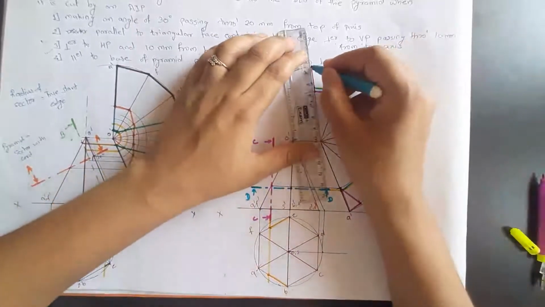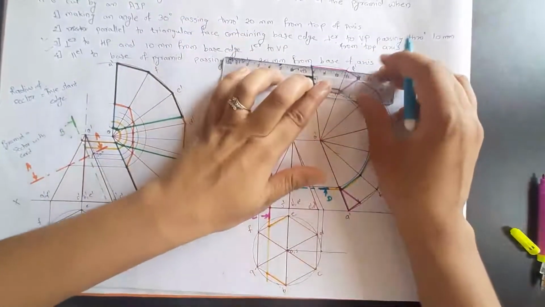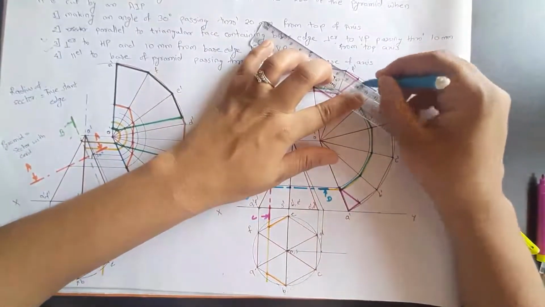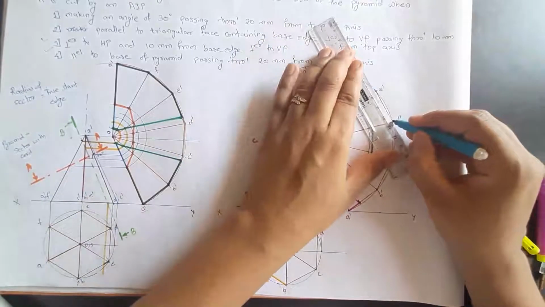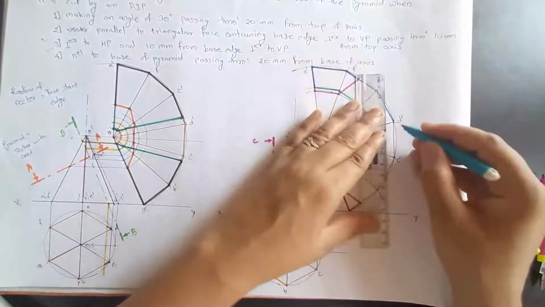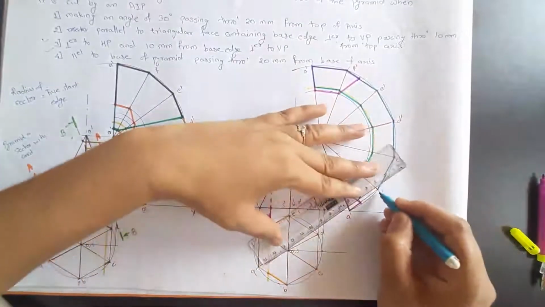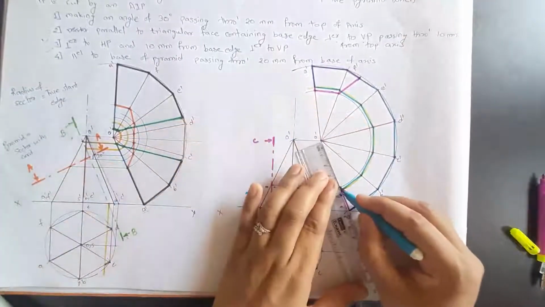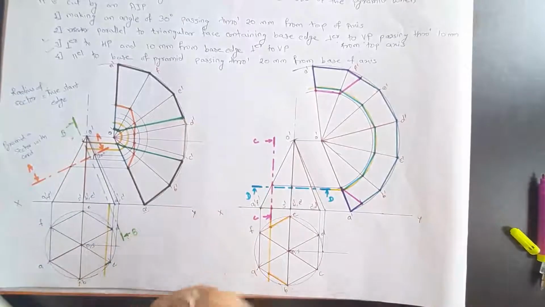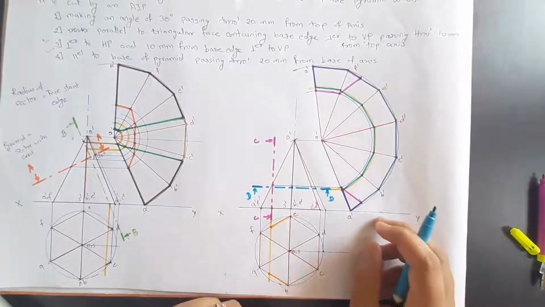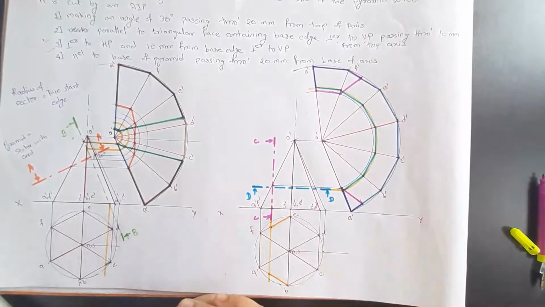Now finish the closed diagram so that you will get the cut part. Like this. So this will be the cut part for the cutting plane parallel to the base of the pyramid.